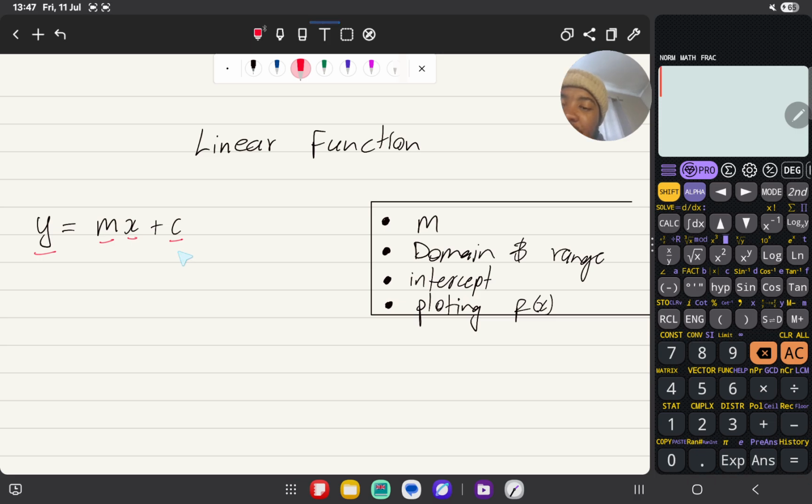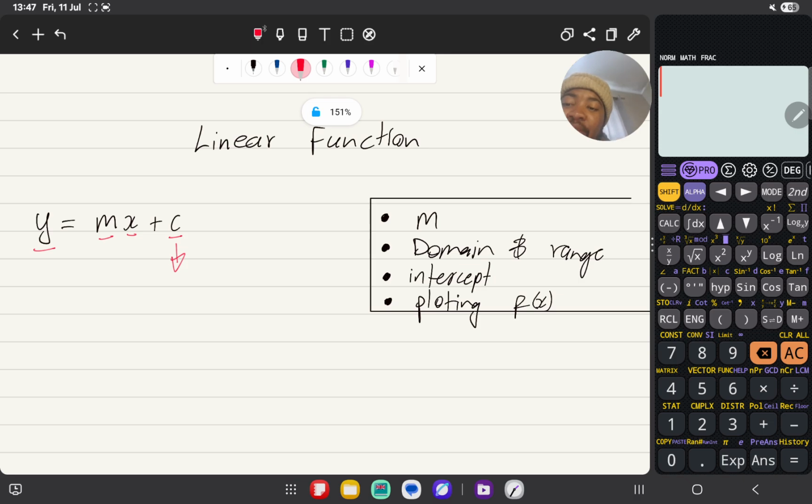So c here we can just say is the constant term, right? And then x is the x value, y is the y value, and m is the gradient of your function. Talking about the formula, the gradient is equal to change in y over change in x, and that can be y1 minus y2 divided by x1 minus x2, right?